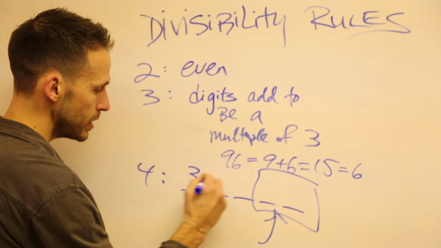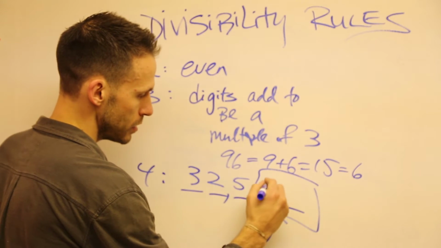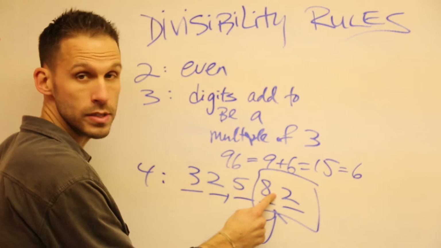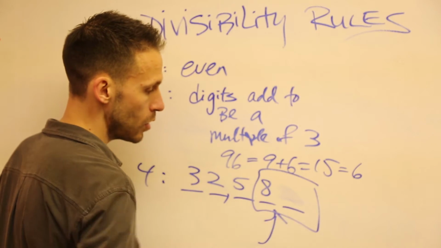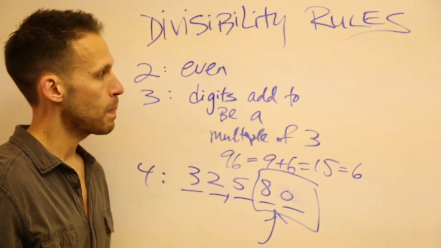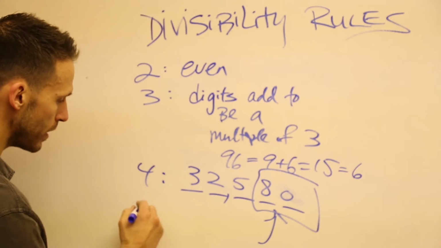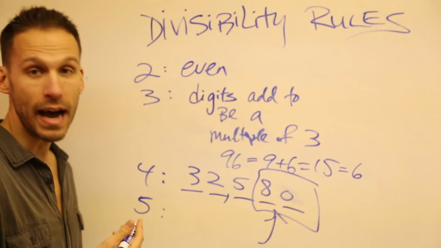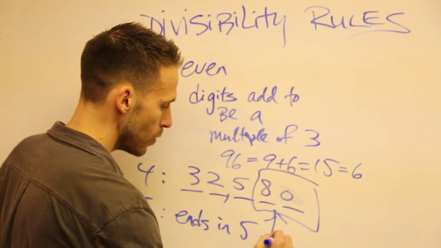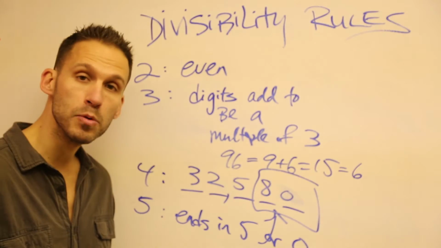So 32,582 is not divisible by 4 because 4 doesn't go into 82. But 4 does go into 80. So this number now is divisible by 4. All right? And one more that's a classic one is 5. If the number ends in 5 or in 0, you know it's divisible by 5.